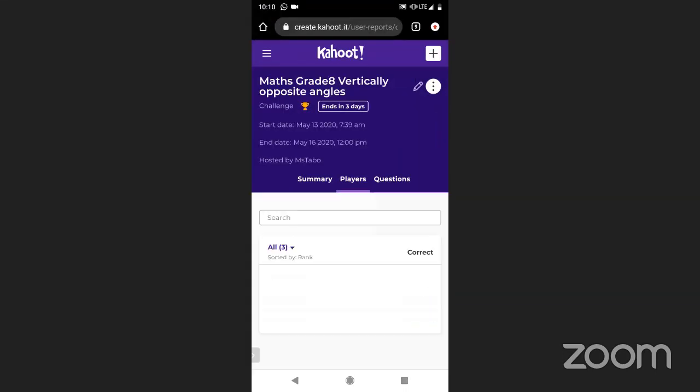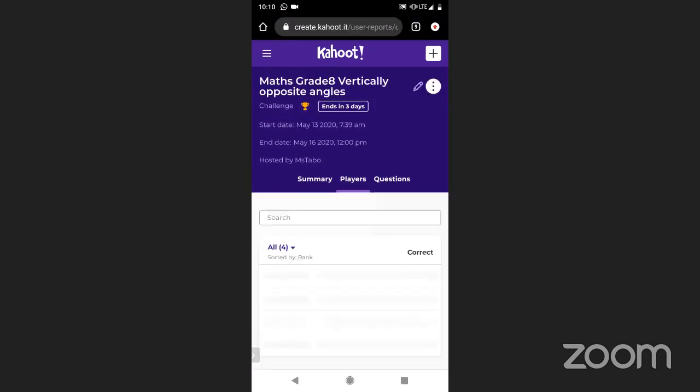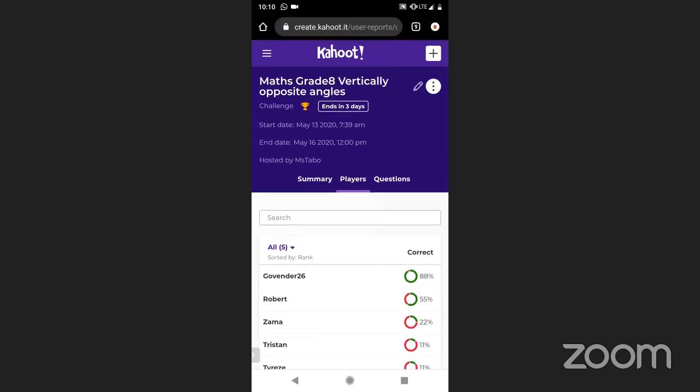Only 3 players, guys. 88%, good. 4 players now. Our pin is 05290. Here's the pin. 5 players. Thank you so much, guys. Gavenda, well done. Robert, well done.